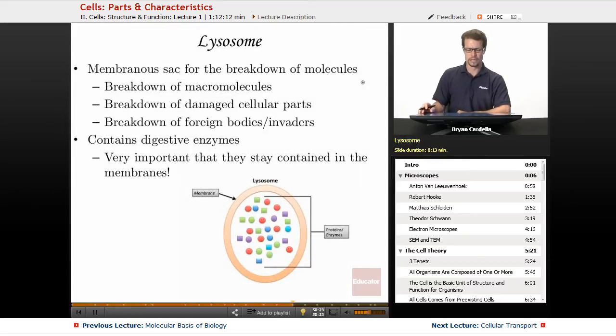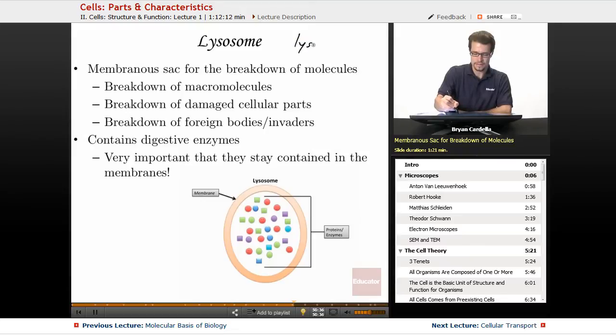Lysosome. Lysosome comes from the words lys and some, which means a body that breaks down stuff. So the word lys means to break down, to split apart. And that's what these do. These are little membranous sacs that have enzymes inside of them that are meant for breaking things down.